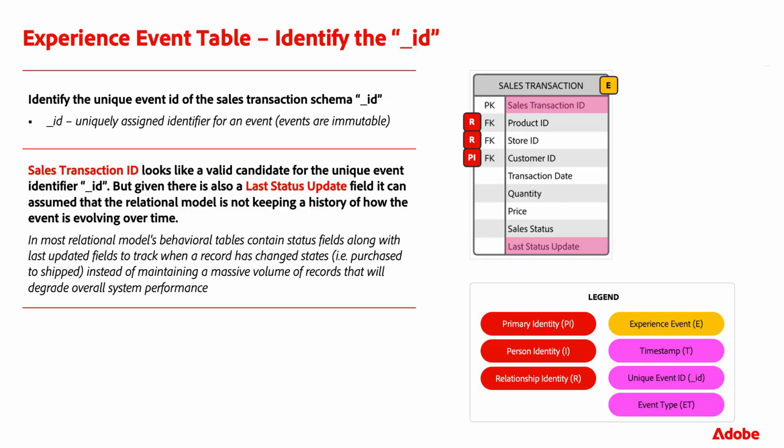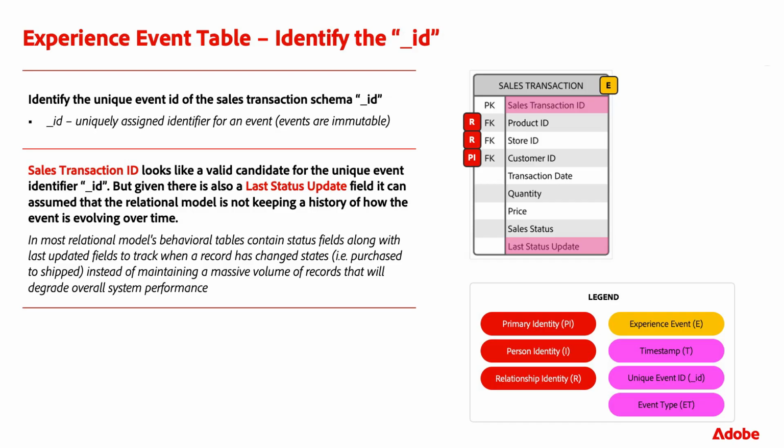This is where something interesting shows up. In most relational models, behavioral tables contain status fields, along with sometimes a last updated field to track when a record has changed states, when something has gone from purchased to shipped. Instead of maintaining a massive volume of records that will degrade overall system performance, this optimization was actually made early on in relational databases, as they could not handle the larger table scans, and ultimately has carried through into system design even to this day.